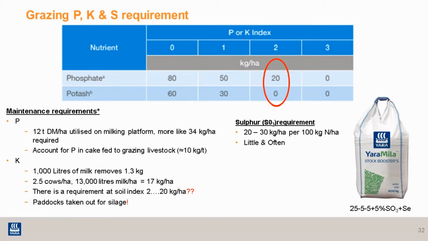So you need to assess your system. If it's a very intensive system, where you're growing a lot of grass and producing a lot of milk off grass, then it's likely you need to increase your maintenance application of phosphate, and that's allowed in the RB 209. If you know your offtakes, you can address that by applying more phosphate to maintain that optimum soil index of 2. We should also account for livestock being fed cake or concentrate while grazing: each ton of concentrate fed contains about 10 kgs of phosphate.